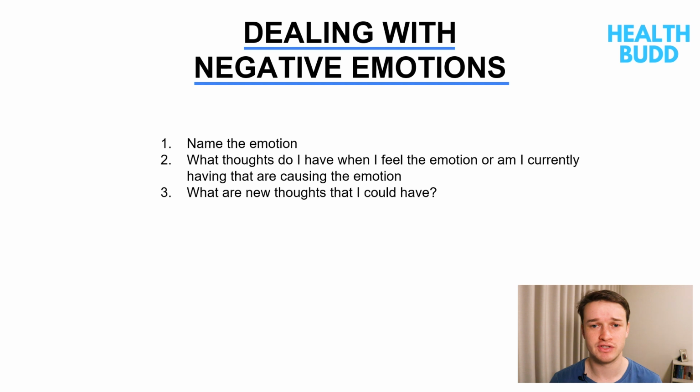You've got to figure out what are all the thoughts you're having when you're feeling the emotion. Because the only way that the emotion actually occurs is through having thoughts. Your thoughts occur before you feel the emotion, so you've got to figure out what thoughts you're having in that moment that are making you feel this way.